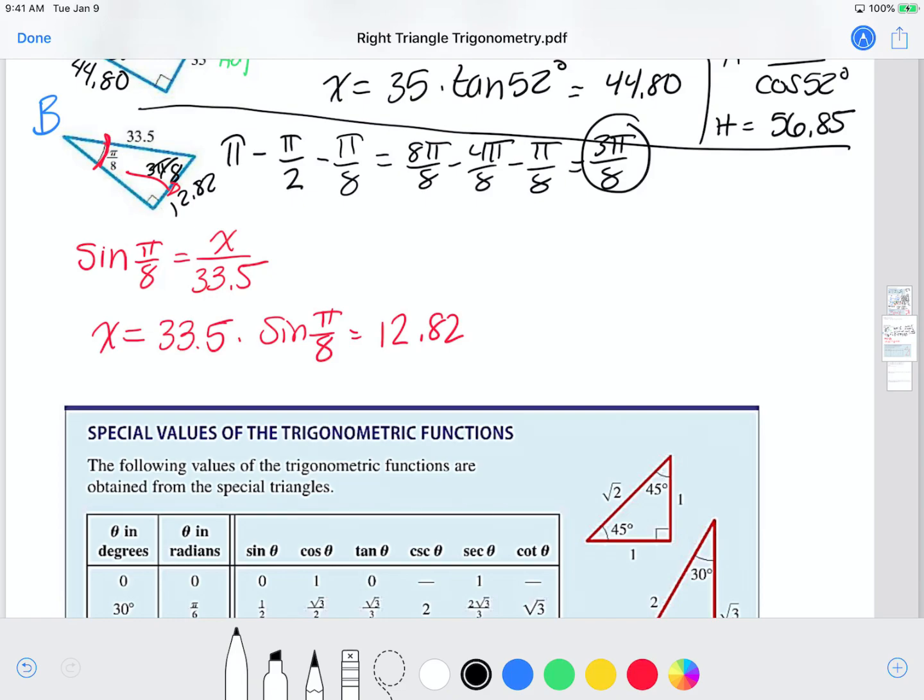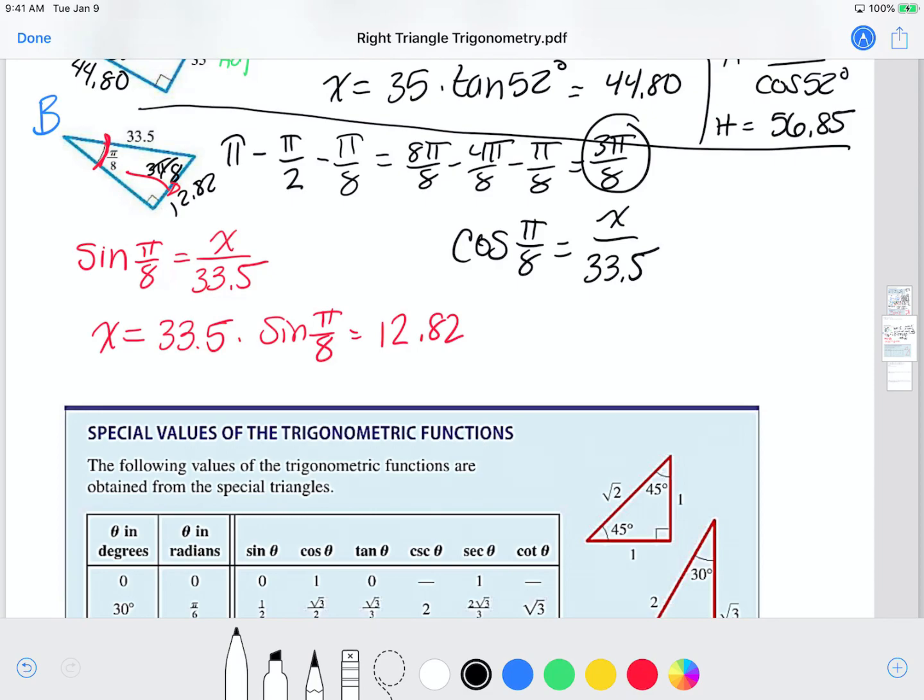12.82. Now to find the last leg, I could either use Pythagorean theorem, which we have enough information to do that. It's totally fine to do that. But for this video, I'm going to practice our trig ratios because this is what's new. So we're looking for our adjacent side now. Because we're looking at the angle pi over 8, the missing length would be the adjacent side. So I'm going to use cosine of pi over 8 because cosine is adjacent over hypotenuse. So my adjacent side would be x. That's the side we're looking for. And over the hypotenuse would be 33.5.